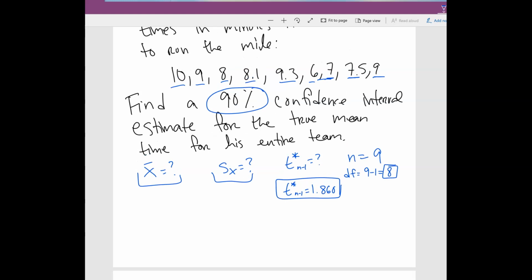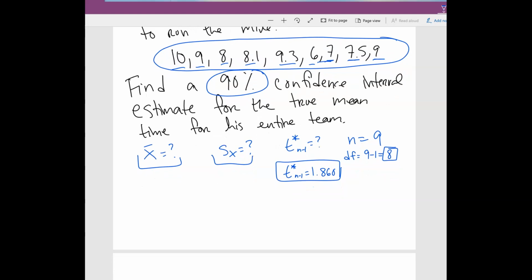So how are we going to find that? Well, actually, if we have the data, we know how to find the mean and the standard deviation. All we've got to do is enter the data in the calculator. Okay, we know how to do that. So let's go to our data, press data, and enter all of your numbers: 10, 9, 8, 8.1, 9.3, 6, 7, 7.5, and 9. Okay, so I entered all of my data.